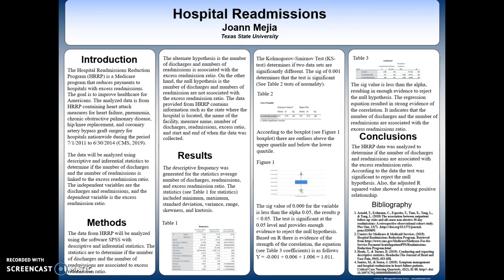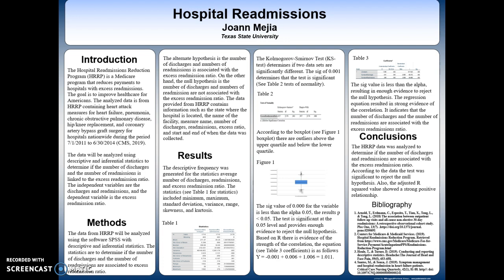The data provided from HRRP contains information such as the state where the hospital is located, the name of the facility, measure name, number of discharges, readmissions, excess ratio, and the start and end of when the data was collected.